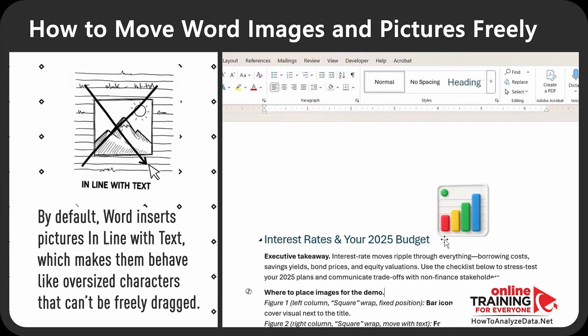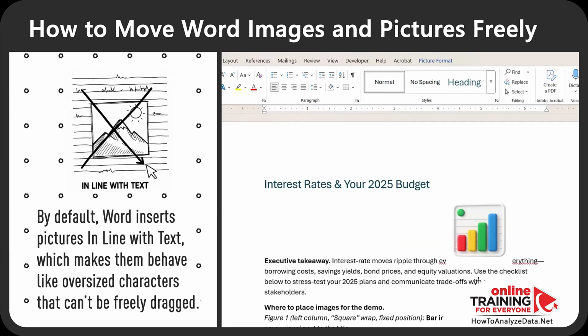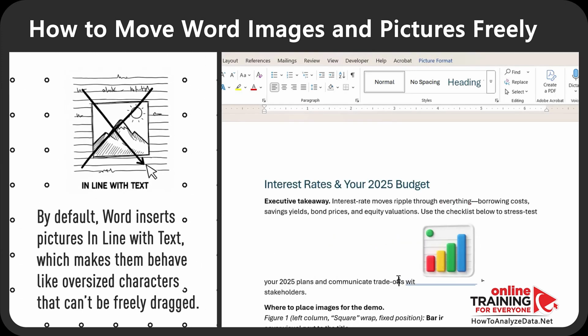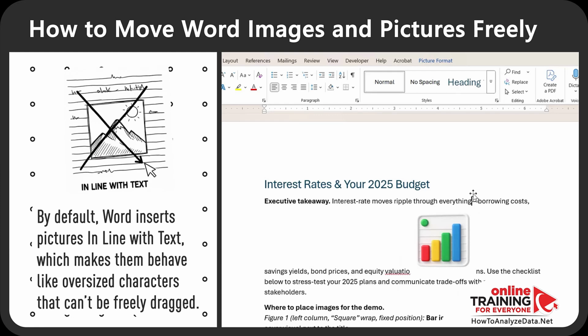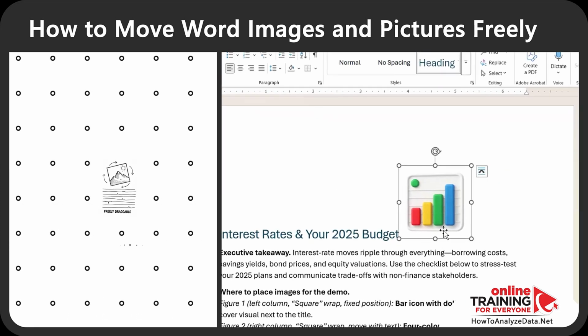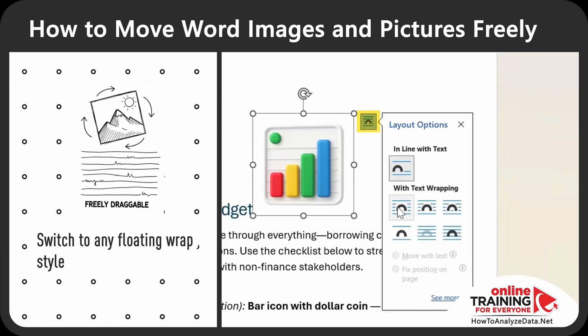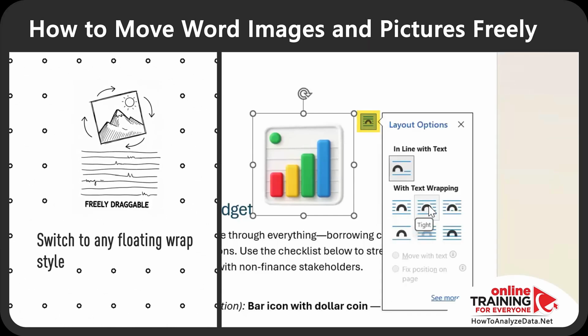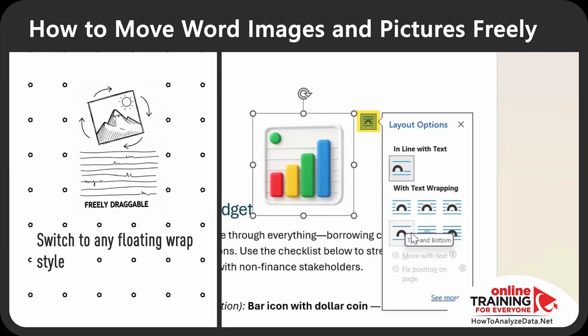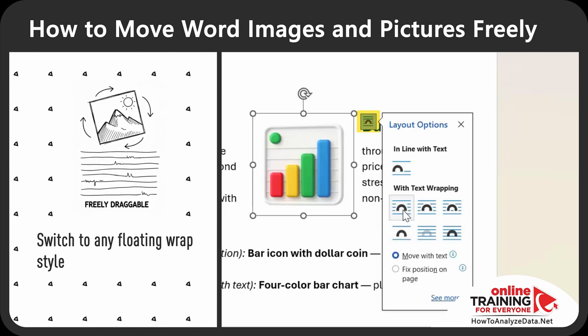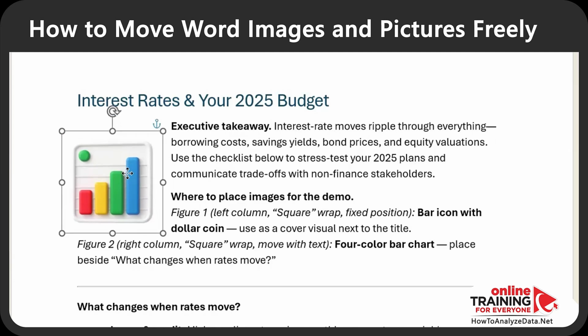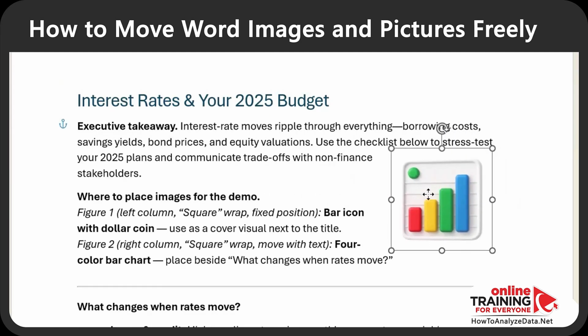Here's the problem though. By default, Word inserts pictures in line with text, which makes them behave like oversized characters that can't be freely dragged. The fastest way to fix it is click on the picture properties and switch to any floating wrap style, for example square, tight, top, bottom, behind the text, or in front of text. Now I can drag my picture freely and position it exactly where I want it.